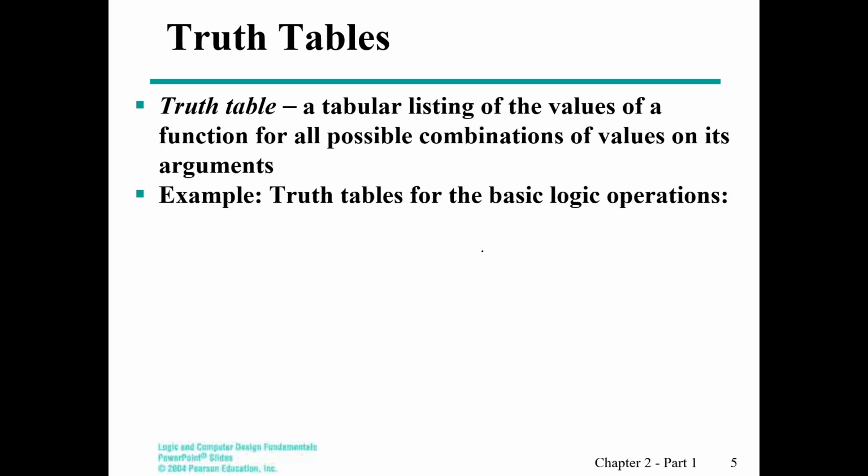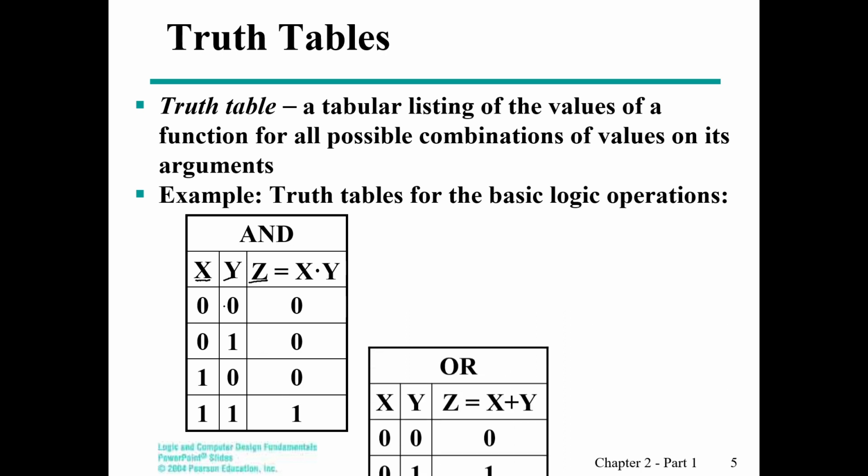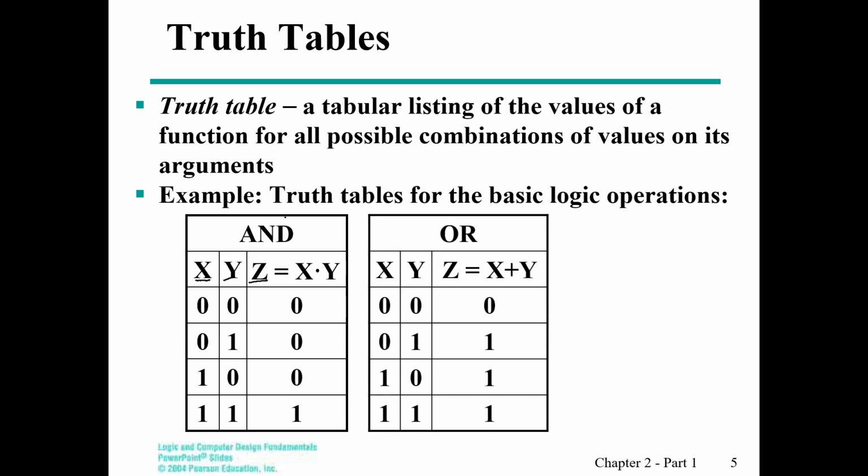Then truth tables. We can take two variables for the truth table listing. For an AND gate, we take the two input variables x and y, and the output is z equal to x dot y. The outputs are 0 0 0 1, because it is equal to a multiplication operation.